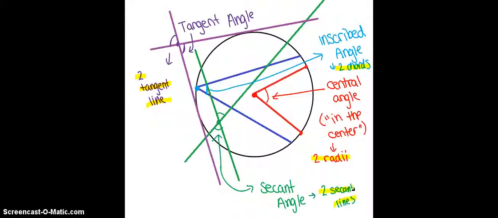Inscribed angle is called an inscribed angle because it's inscribed in the circle. We talked about that word before. So inscribed means it's just like within the circle.